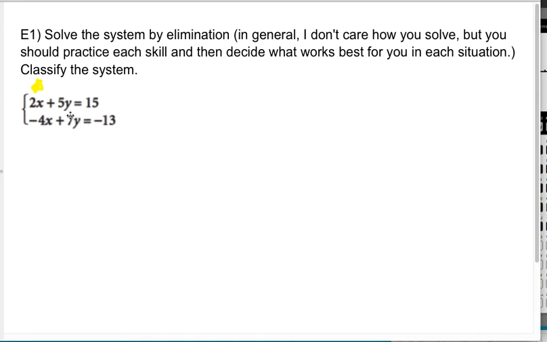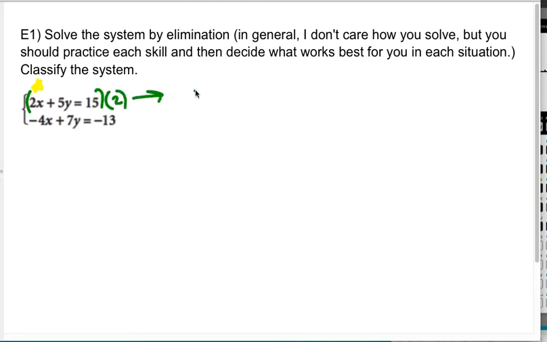If instead I chose to eliminate the y's, it's not wrong, it's totally fine, but you're going to have to get a common multiple of 35. So one of those is going to be a positive 35 and the other is going to be a negative 35, and you're going to get much larger numbers. So in this instance, it seems much more sensible to eliminate the x's by multiplying the entire top equation by 2.